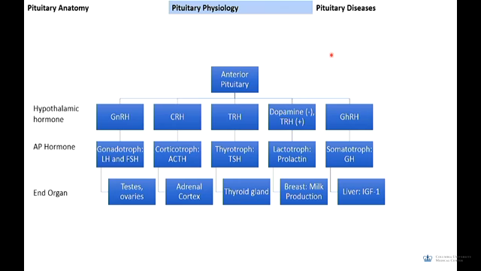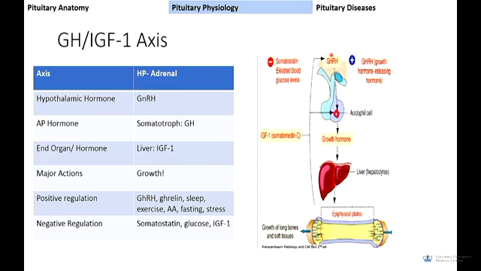Last axis is the growth hormone axis. So this is actually a typo. This should be GHRH. So growth hormone releasing hormone is released from the hypothalamus. It acts on the anterior pituitary to release growth hormone. It acts on the liver to release IGF-1.